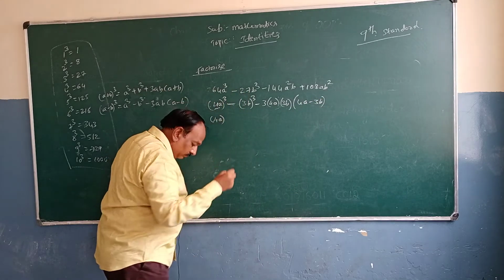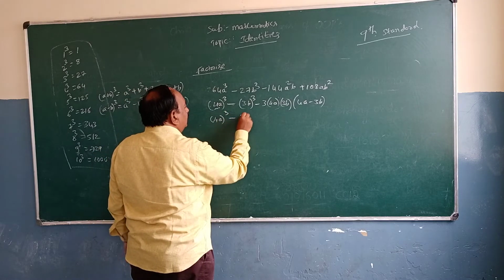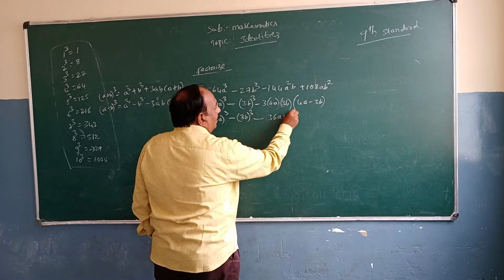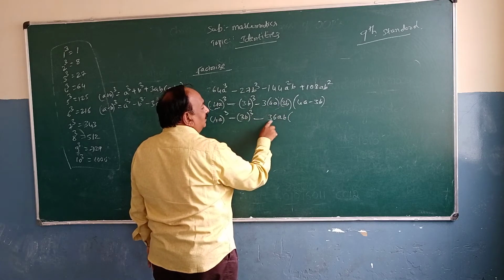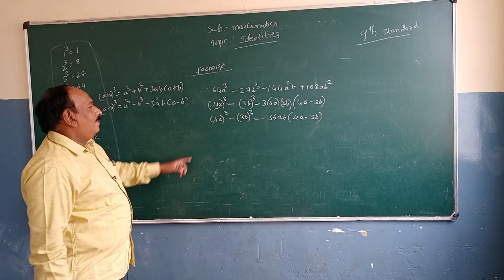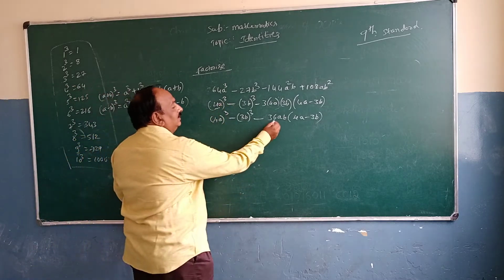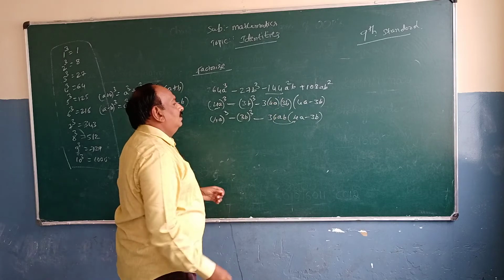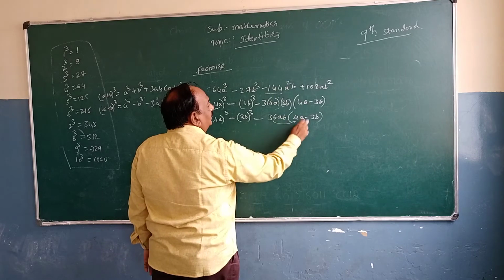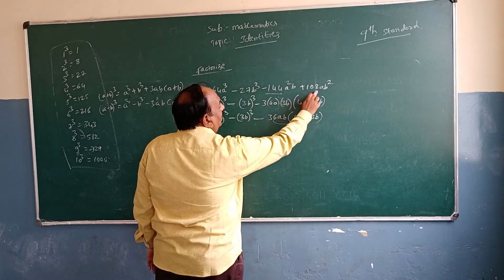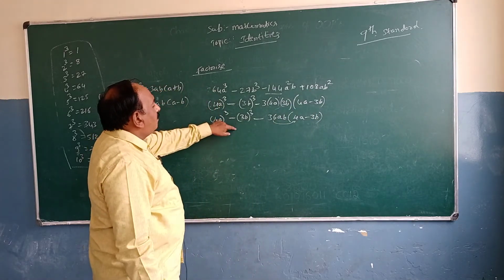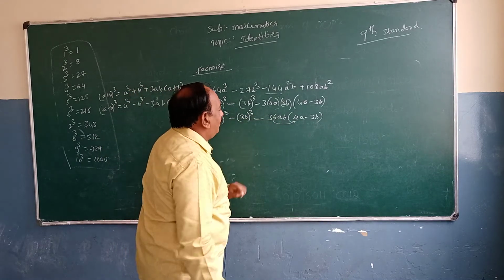4a whole cube minus 3b whole cube. 4 3s are 12, 12 3s are 36ab. 3 4s are 12, 12 3s are 36ab into 4a minus 3b. Check this one. a cube minus b cube. 36 4s are 144, a into a square b. Minus into minus plus, 36 3s are 108, a as it is, b into b square. This is a cube minus b cube minus 3ab into a minus b.